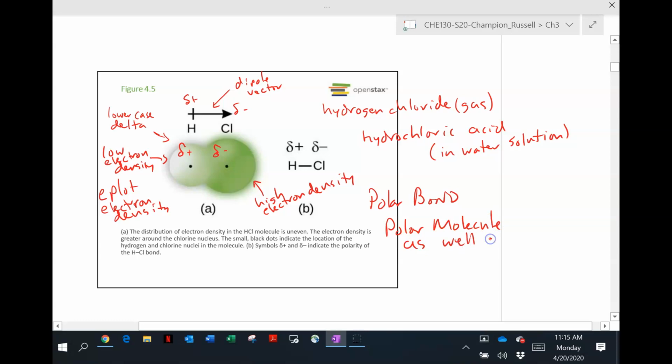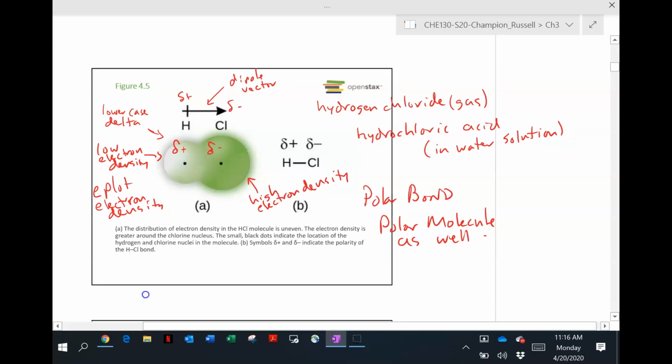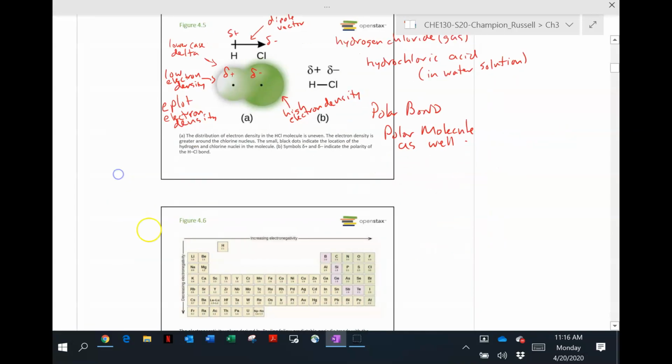The fact that the molecule is polar very much explains some of its properties. Why it, for example, is an acid when it's dissolved in water is a property of that polar bond. There's a lot of details there, but that's one of the skills you'll be developing in general chemistry, the ability to identify, based on structures, whether things are polar or not. And we'll touch on that just a little bit in this course.